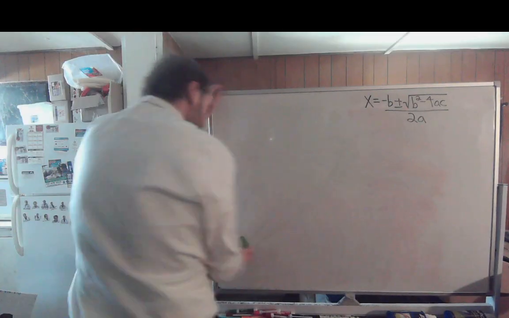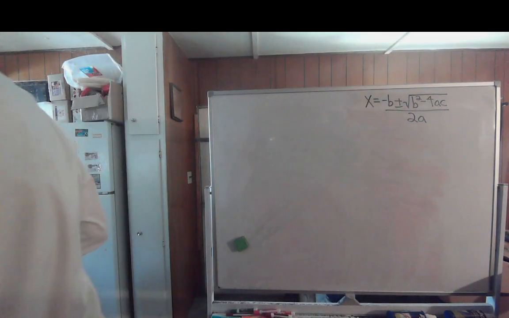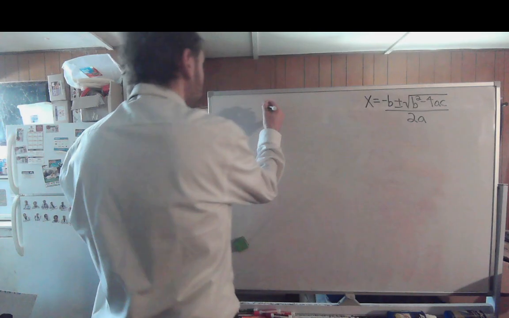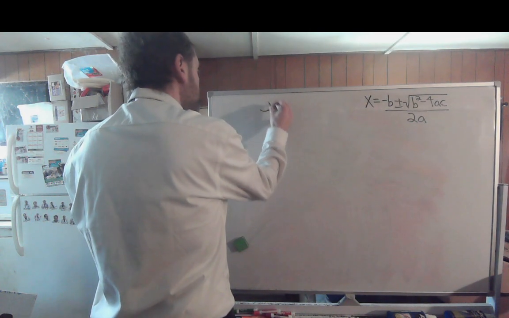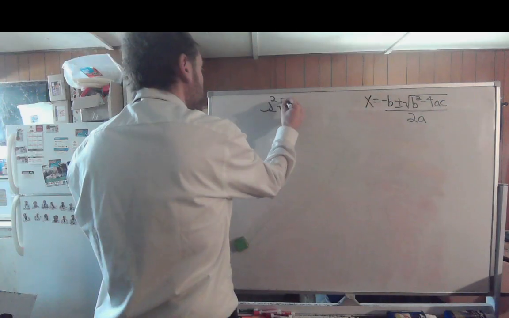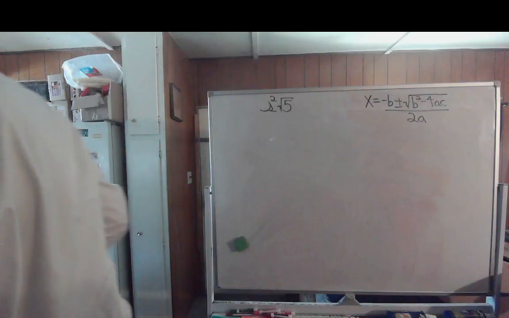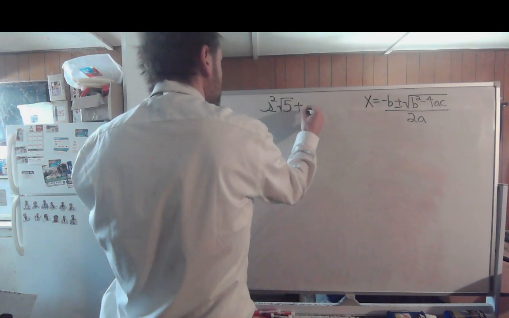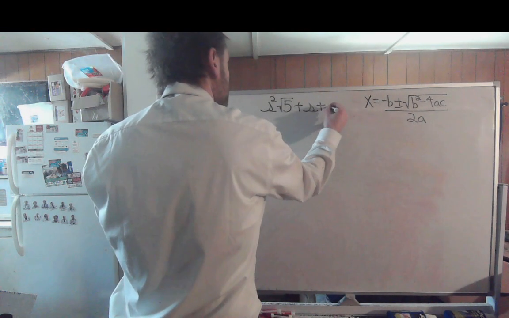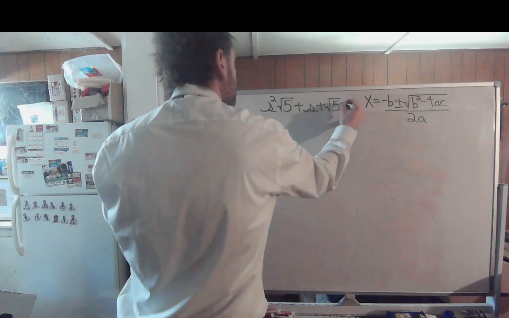Two more problems, then we're done. Oh, good one. So we have s squared times the square root of 5 plus s plus the square root of 5 is equal to 0.